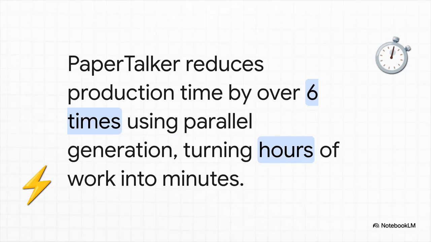And it gets to this quality with incredible speed. See, a human works slide by slide, one at a time. The AI generates all the slides at the same time, in parallel. And that simple difference means it can crank out a full video more than 6 times faster. It turns hours of painful work into just a few minutes.